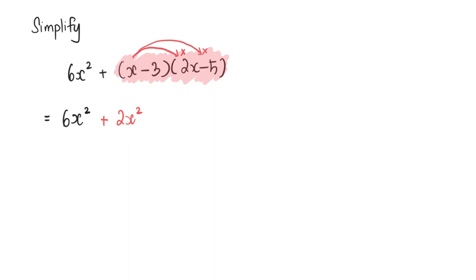x times negative 5, negative 5x, negative 3 times positive 2x, negative 6x, negative 3 times negative 5, positive 15. And after which, we can then move on to simplify 6x squared plus 2x squared, 8x squared.